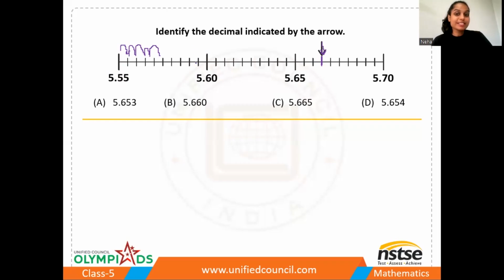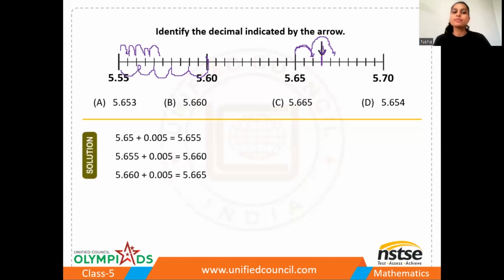But my dear students, this is not 5.60, right? So it means we have to go 2 points at a time, right? So this is 5.55, this is 5.56, 5.57, 5.58, 5.59, and then 5.60. So we have to move 2 lines at a time, correct? So if this is 5.65, this is a 5.66. This is 5.67, right?